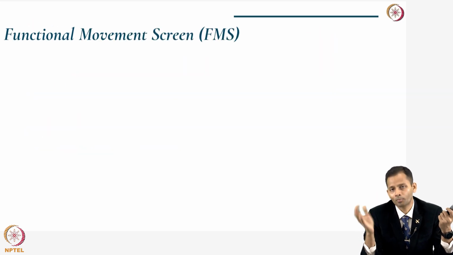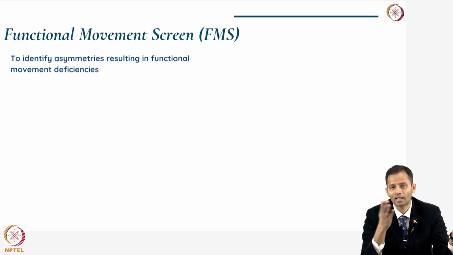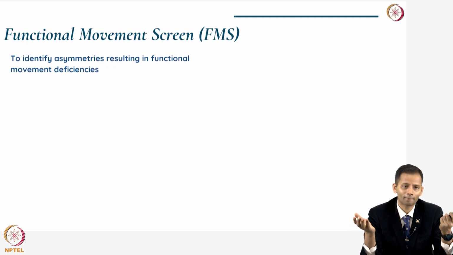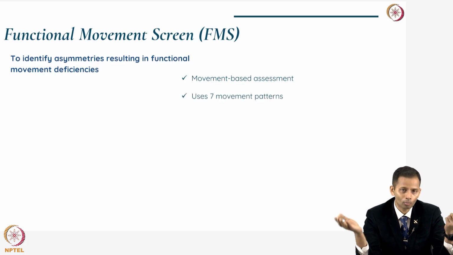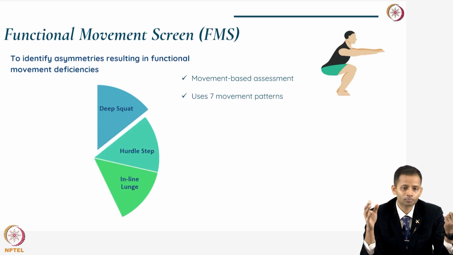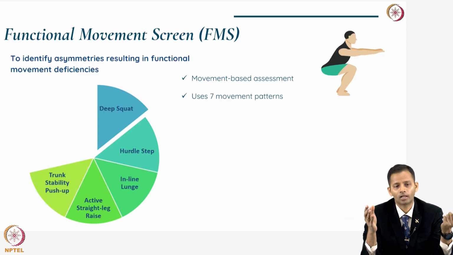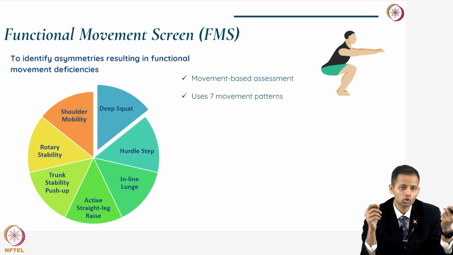Coming on to the next important tool to assess joint mobility, the functional movement screen. It is more functional in nature, as the name signifies. It helps to identify the asymmetries in the movement that is being made, as well as the joint mobility which is there in different joints. So this assessment is done using 7 movement patterns. The patterns are deep squat, hurdle step, inline lunges, active straight leg raise, and trunk stability push up, followed by rotatory stability, and finally shoulder mobility.